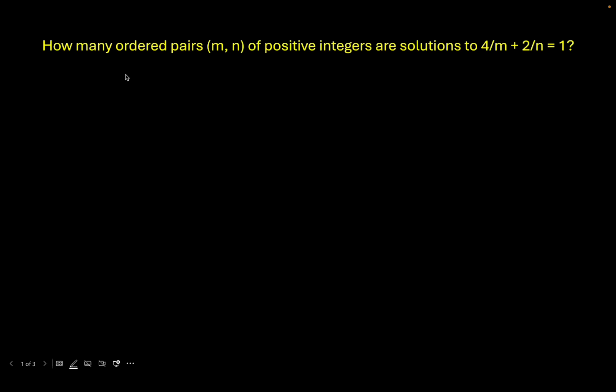So in this equation, we need to find the values of m and n for the equation 4/m + 2/n = 1. We have to find out the values of m and n, and both will be positive integers. So our main equation is 4/m + 2/n = 1.